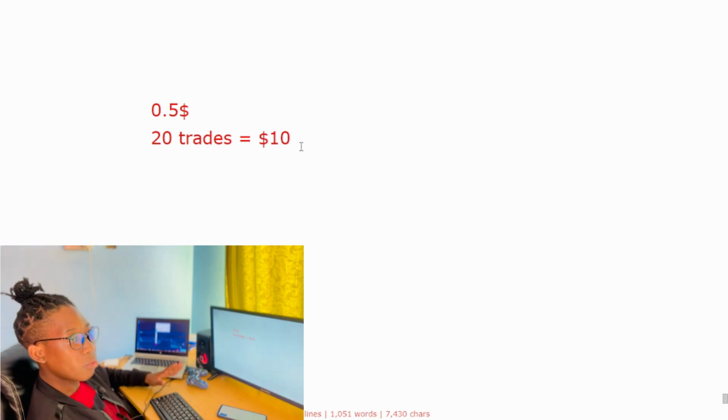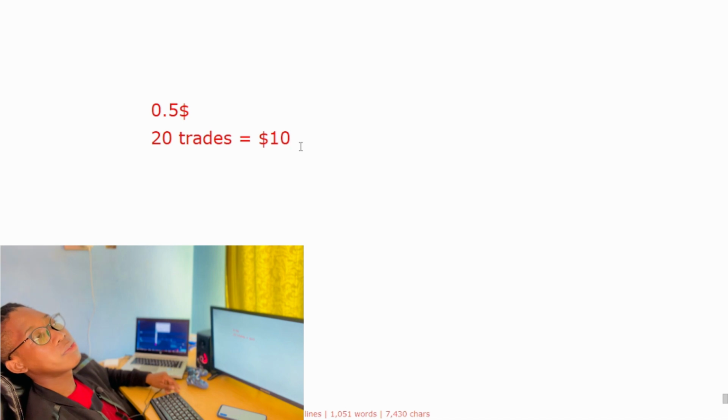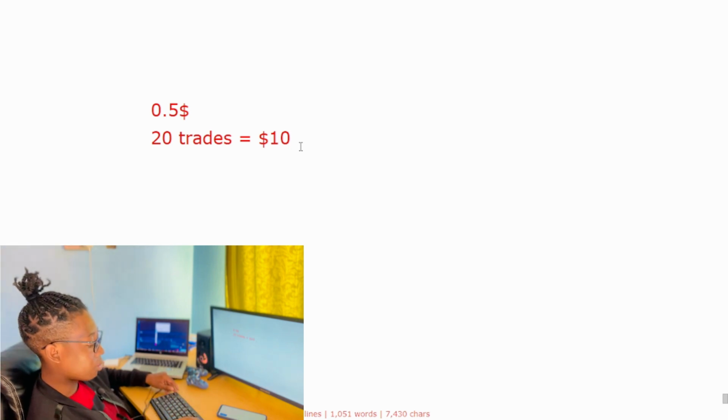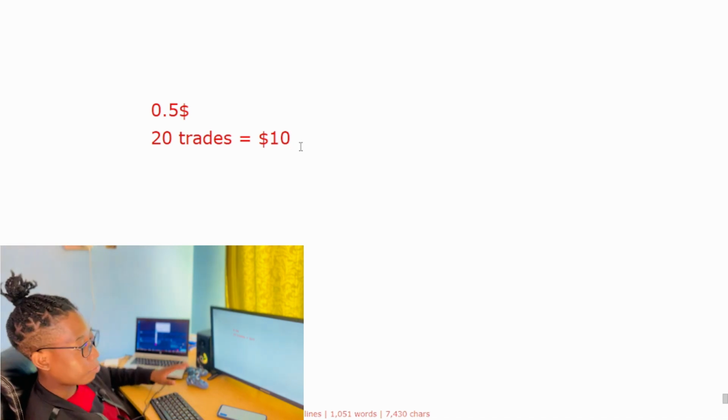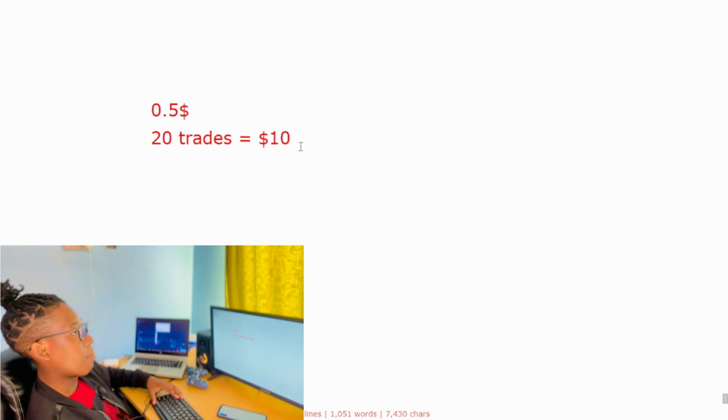Okay, but let me talk about spikes. How frequent do spikes happen while the trade is still there? Well, according to my experience, you can enter up to 15 trades and there will be no spikes, but sometimes they might be there, but they are few.